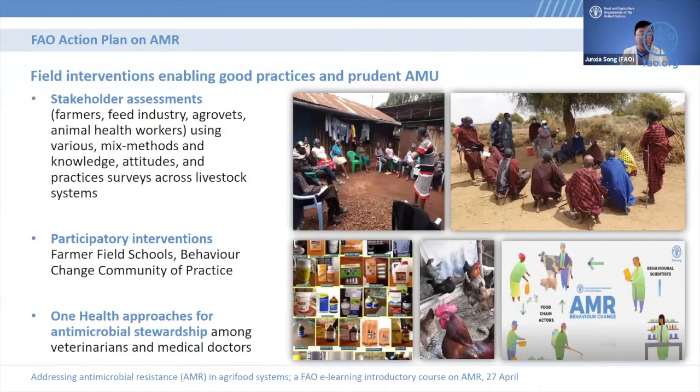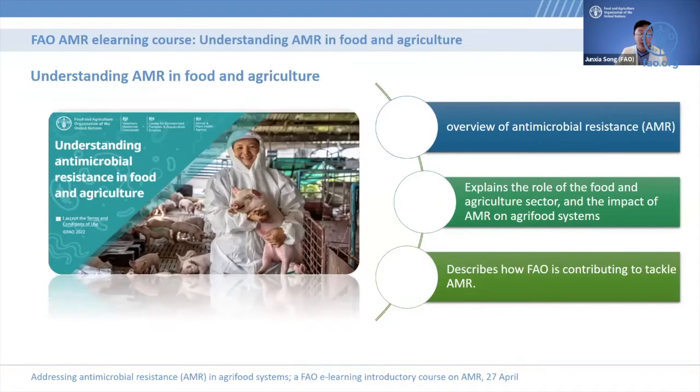Field intervention is essential, for example, stakeholder assessment at the local level, and through farmer field schools, catalyzing behavior change and One Health approaches for antimicrobial stewardship. So given the COVID situation, how can FAO best support the field interventions? E-learning can really play a significant role to deliver such guidance and intervention for national capacity building to manage the issue related to AMR, and the support can reach all places.